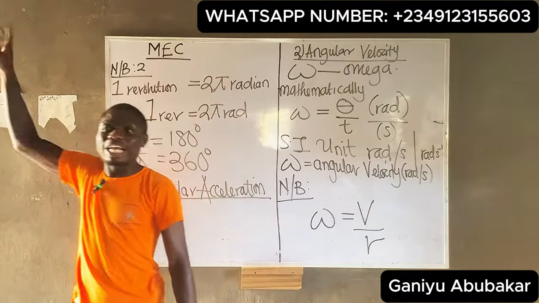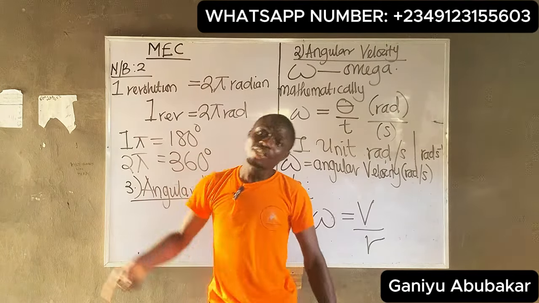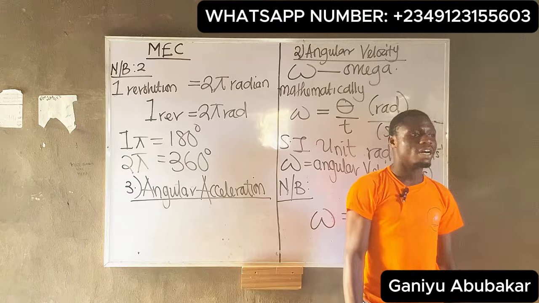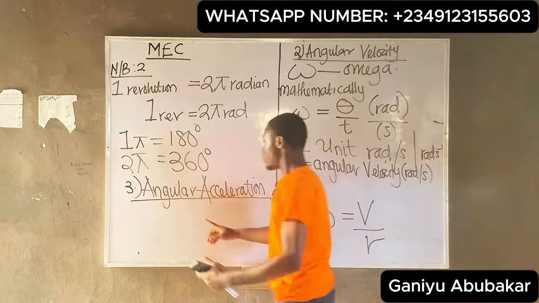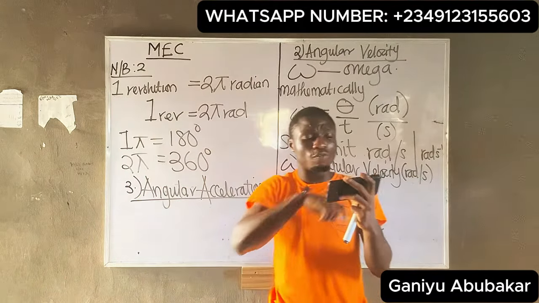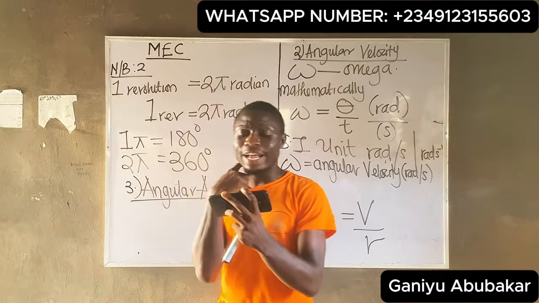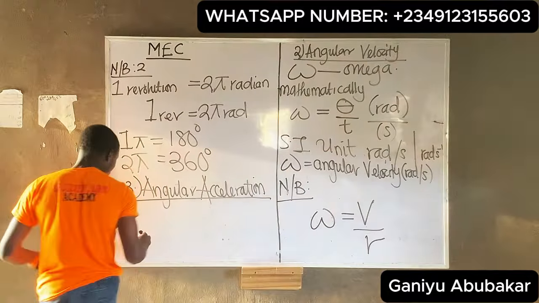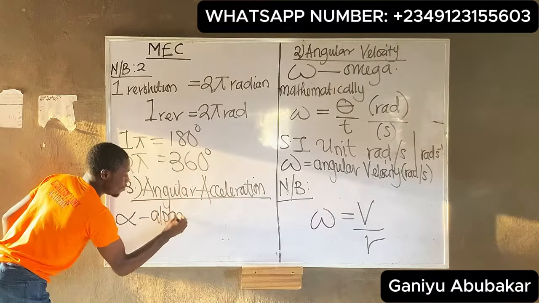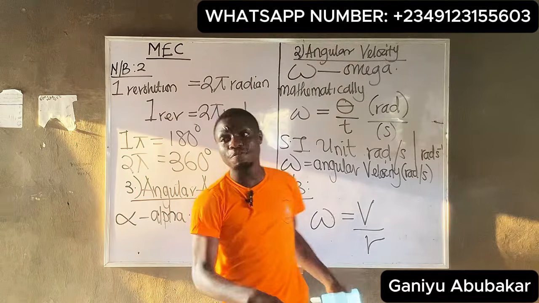The beginning was s over r. Next up, theta over t. Next up, omega over t. Don't cram. I said this is what? This is the rate of change of what? Angular velocity. It is represented by a Greek symbol called alpha.